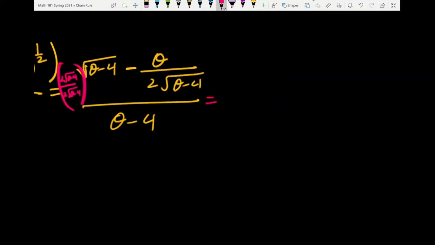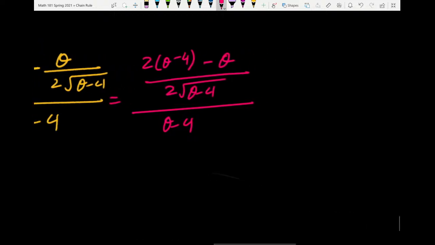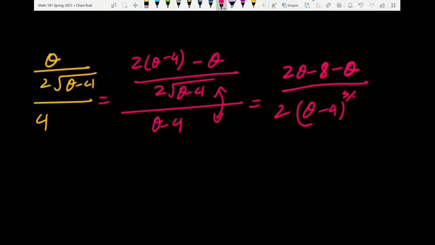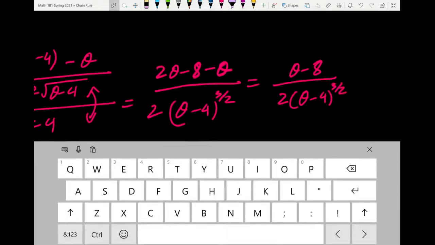So if I do that, it's your regular algebra stuff. It becomes 2 theta minus 4 minus theta minus 4. Now, this goes down fraction over fraction. You get 2 theta minus 8 minus theta over 2 theta minus 4 to the 3/2. And this becomes theta minus 8 over 2 theta minus 4 to the 3/2. Oh, Lord, look at that.